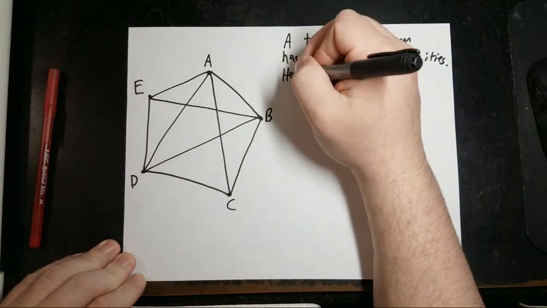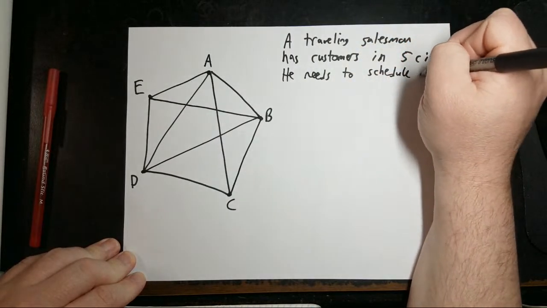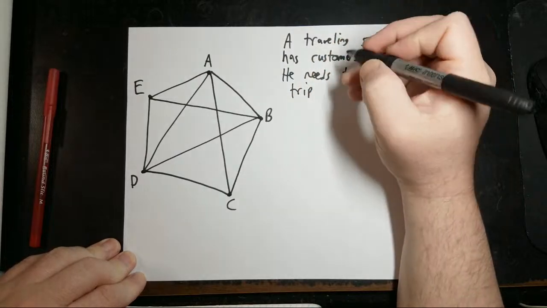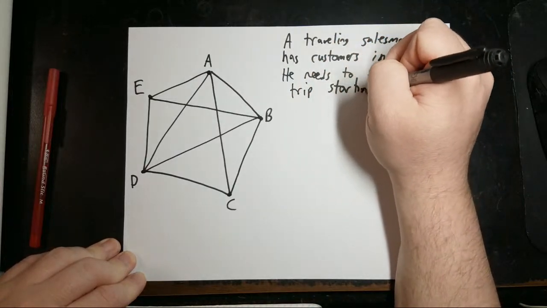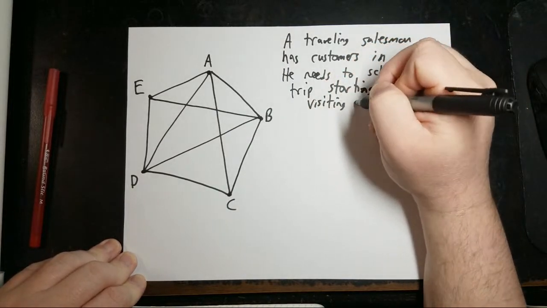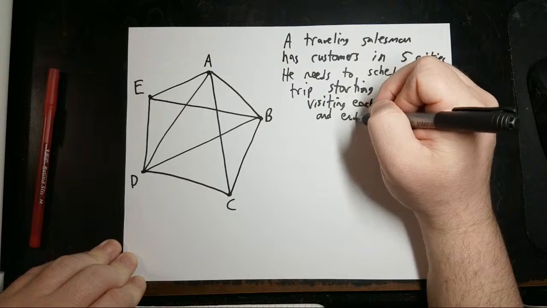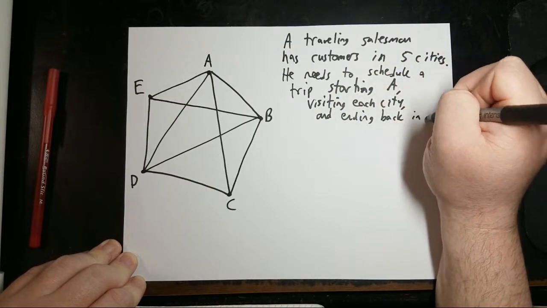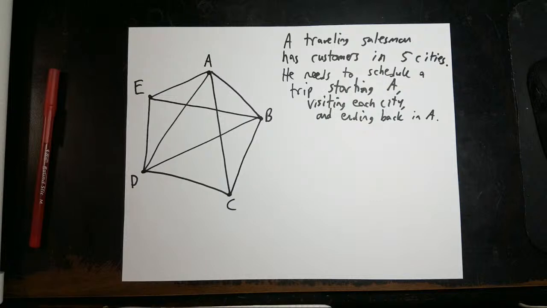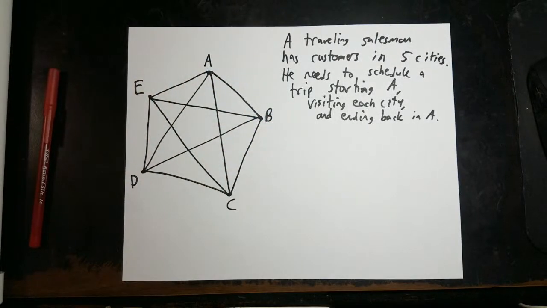Now, he needs to schedule a trip starting in A, which is where he lives, visiting each city, and ending back in A. He needs to make a Hamilton circuit of this graph. Oh, I forgot a connection. There we go. He needs to make a Hamilton circuit.